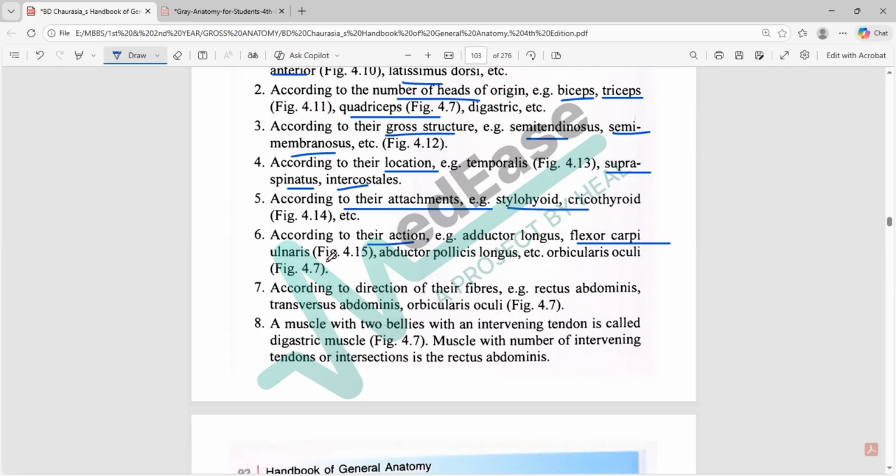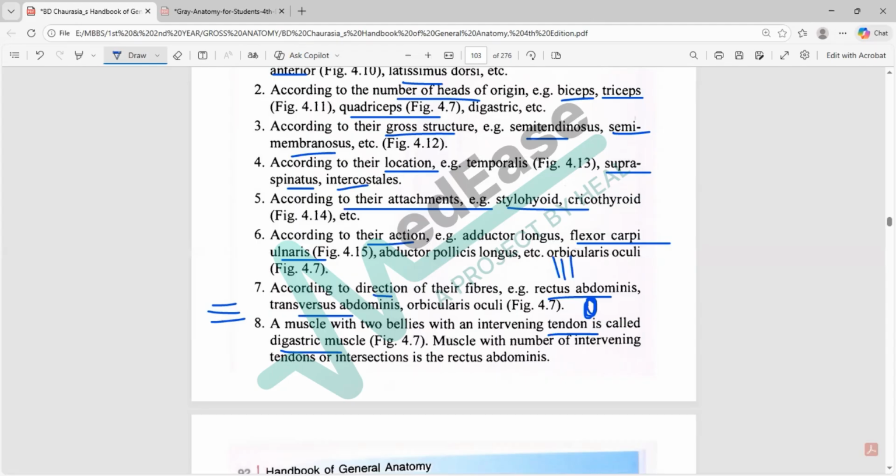We have the flexor carpi ulnaris, which is present on the medial aspect of the forearm, involved in the flexion of the wrist. Then on the direction of the fiber, we have the rectus abdominis, present in the abdomen, and transversus abdominis. Rectus will be having the straight fibers, transversus will be having the transverse or horizontal fibers, whereas the orbicularis oculi will be having the circular fibers like this. A muscle with two bellies with an intervening tendon is called the digastric muscle, which is the commonly used term.